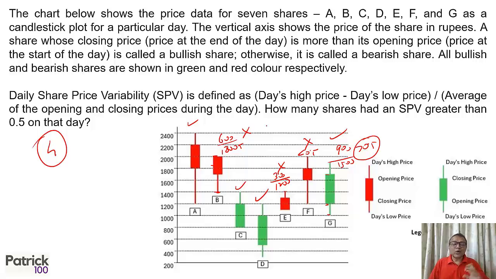Here you already calculated four in the previous case, so you have to only calculate for three more. Just put the data down. You can clearly make out whether it's less than 0.5 or more than 0.5. You realize that only G is more than 0.5. Rest are less than 0.5.